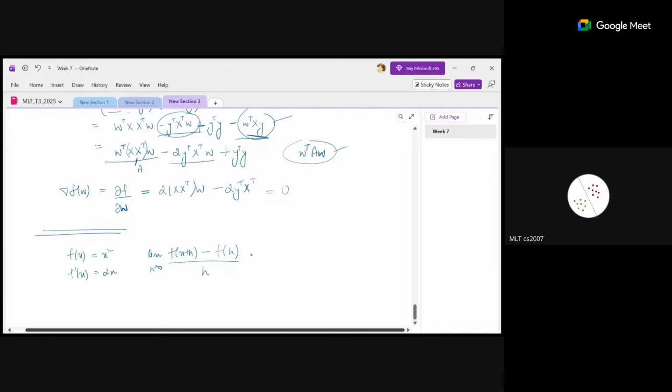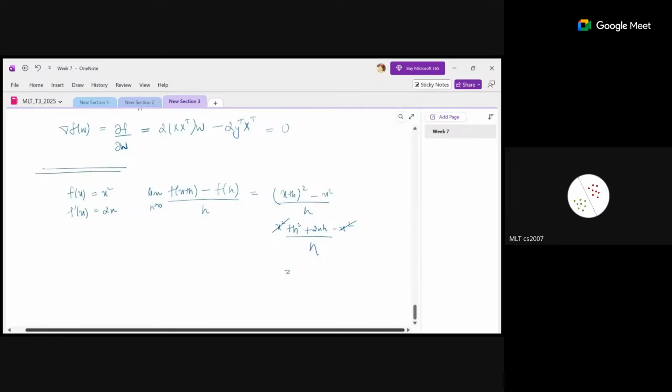So we'll solve for this. We do x plus h whole square minus x square divided by h, and what do we get? x square plus 2xh plus h square minus x square. The x squares cancel out, you have h in the denominator, so it goes off. So you have 2x plus h basically, and limit h tends to 0. And what do you get? 2x. Right? So this is the definition that you follow to do the derivative.